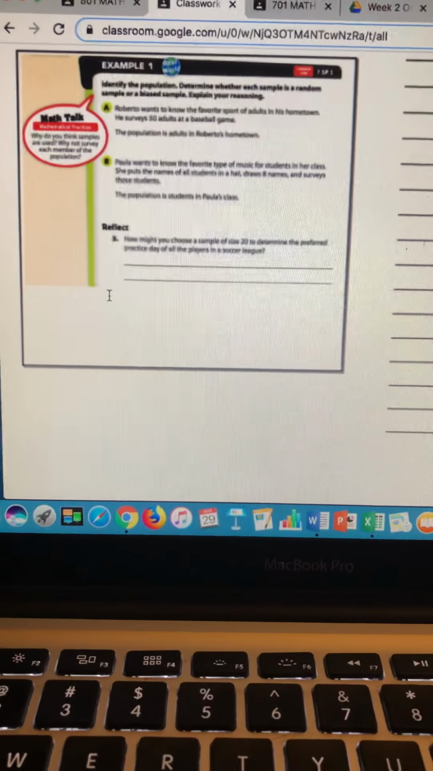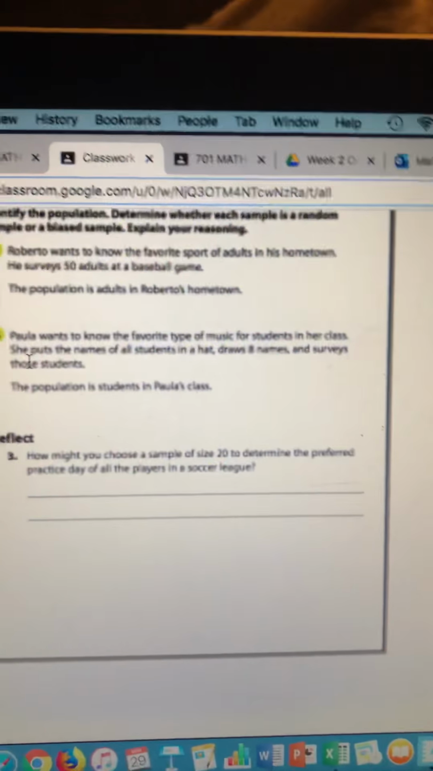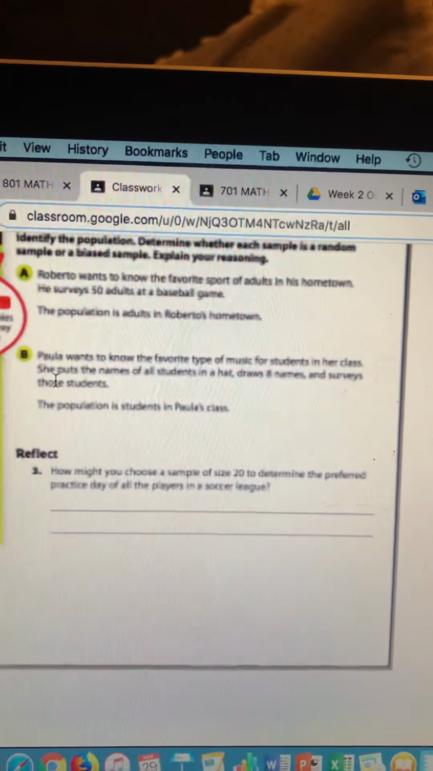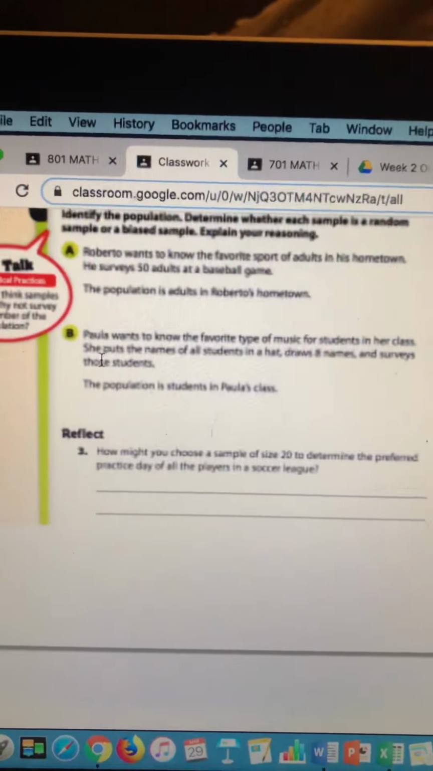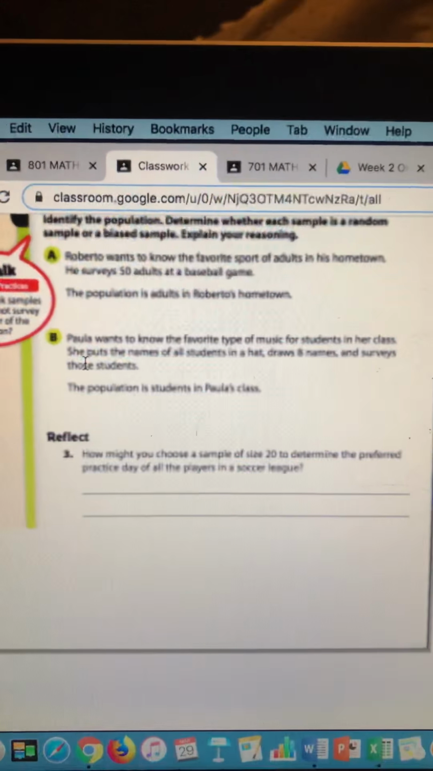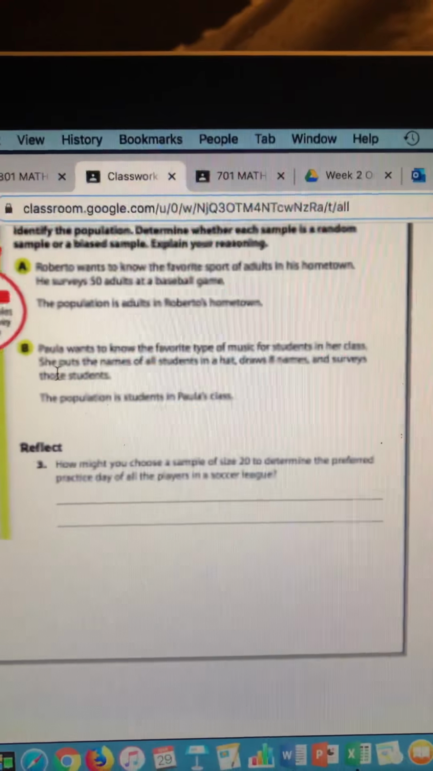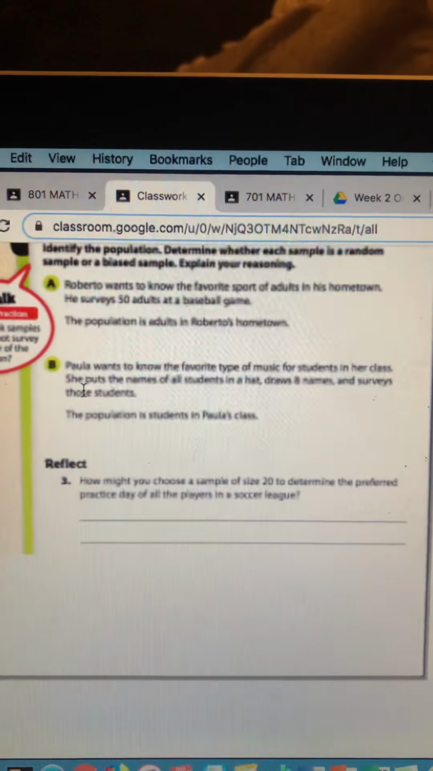So the first one, it's a little hard to see on here, but it wants you to determine whether or not it is a random or biased sample. So the first one says, Roberto wants to know the favorite sport of adults in his hometown, and he surveys 50 adults at a baseball game. So they want you to decide, is this sample biased or random? So think about what he wanted to figure out. He wanted to figure out what their favorite sport was, and he surveyed 50 adults at a baseball game. What do you think this would be?